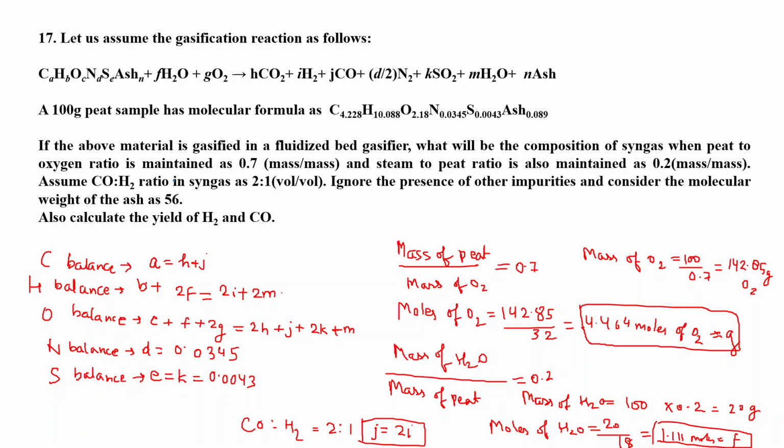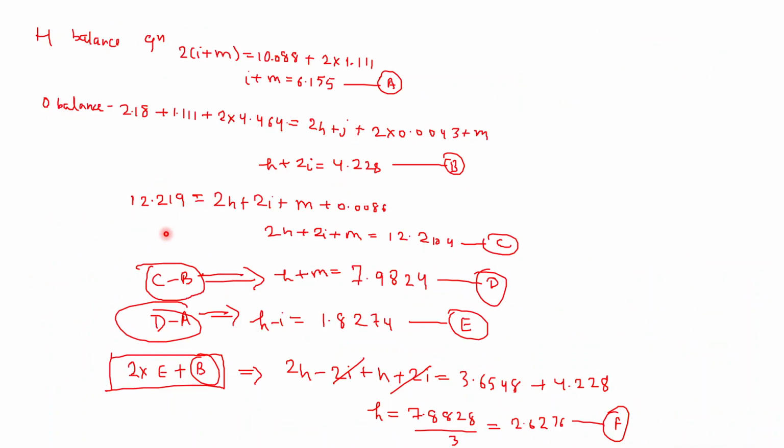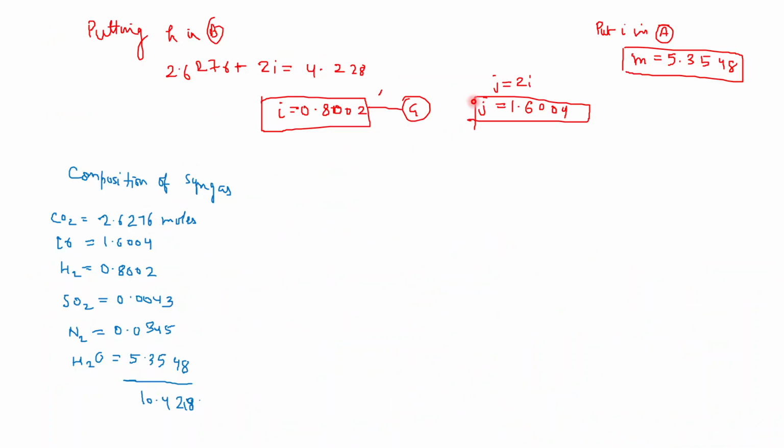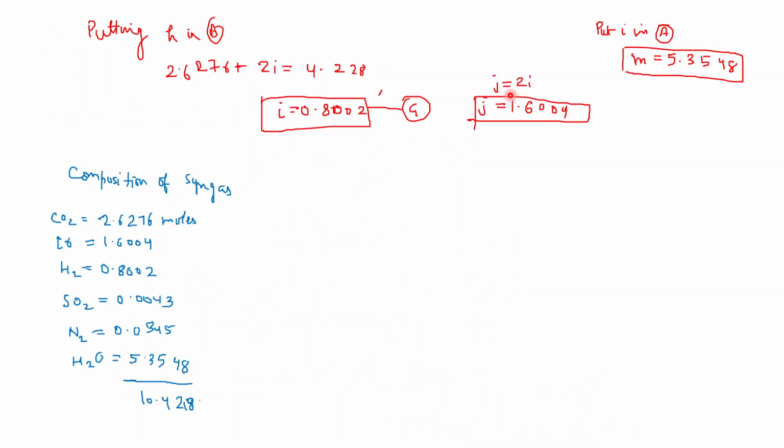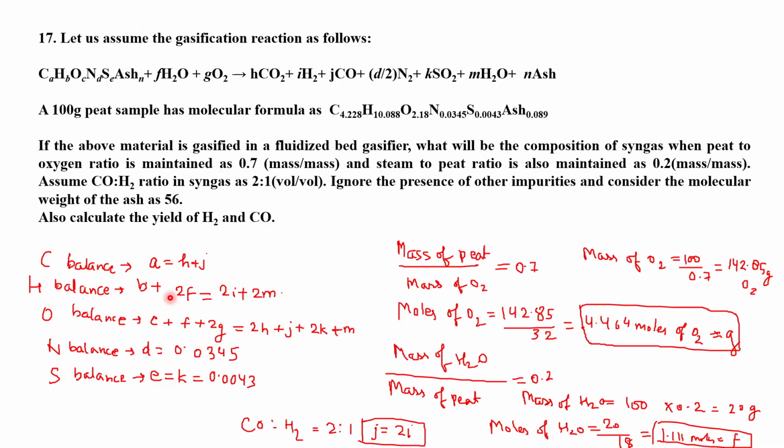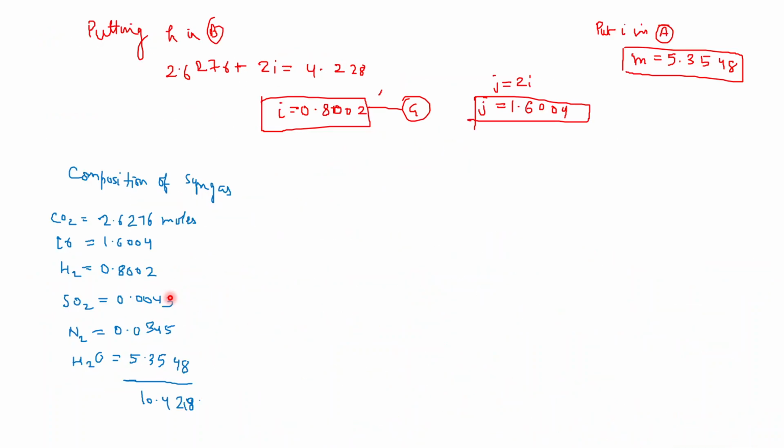I have taken the moles of CO2. This H is the moles of CO2, so the H value we got as 2.622, so the moles of CO2 will be H. Likewise, for CO I have taken J, for H2O it is taken M, for SO2 it is taken K, and for N2 D. So the total moles we have done by adding all these.